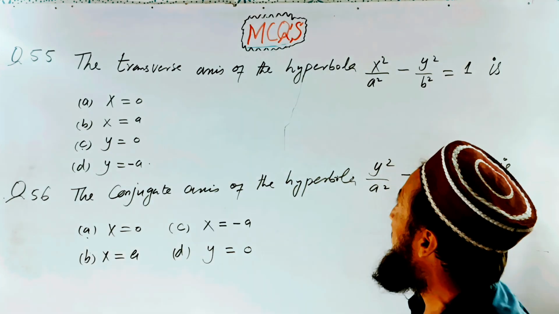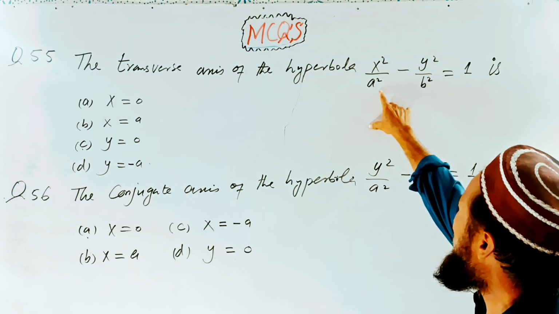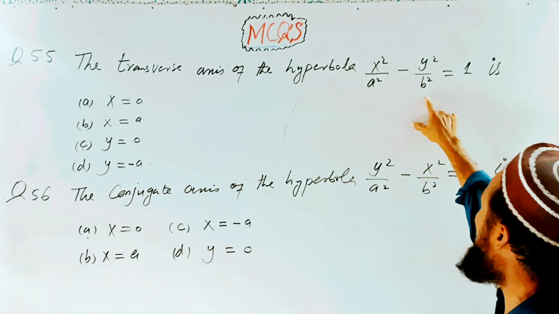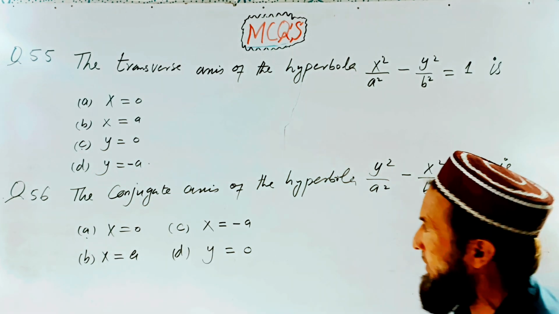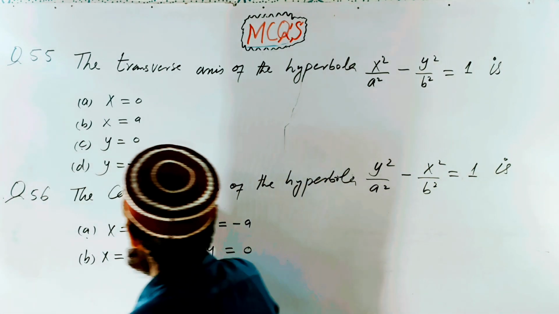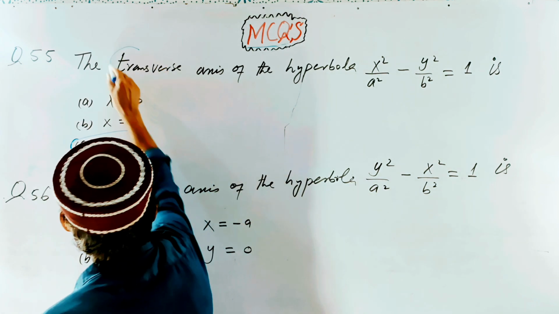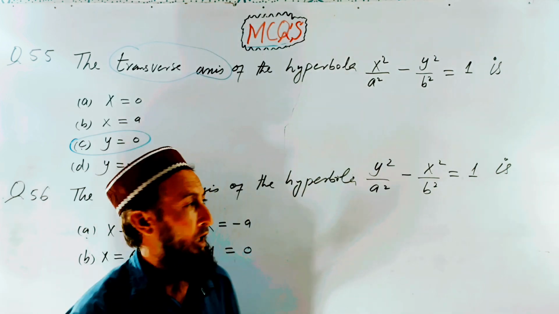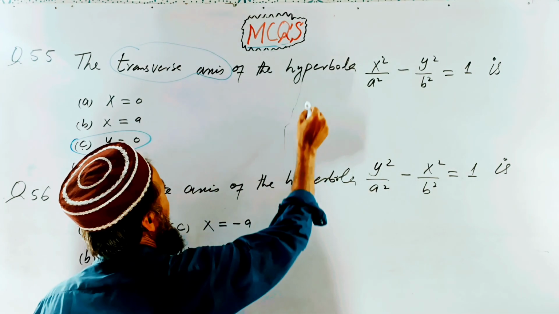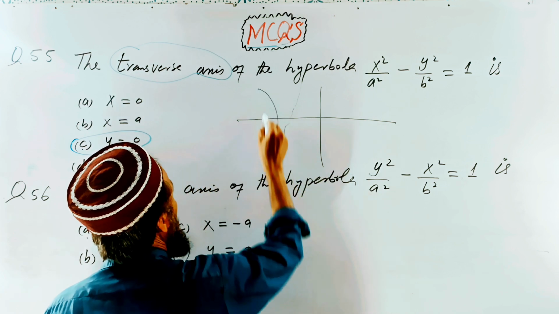Transverse axis of the hyperbola x square divided by a square minus y square divided by b square is equal to 1. For the transverse axis, we put y is equal to 0. We have already discussed the transverse axis of the hyperbola before.